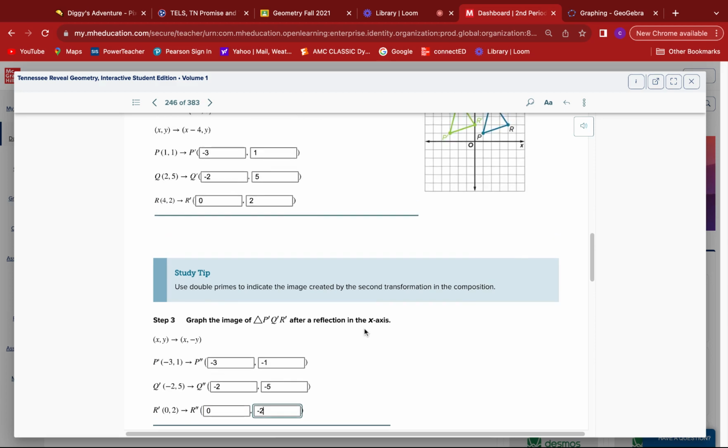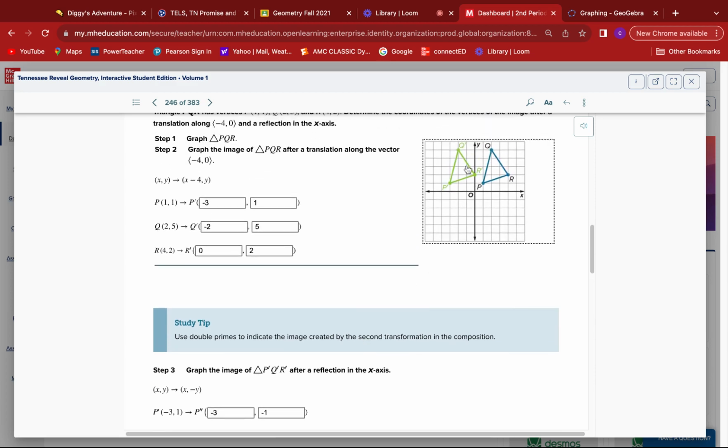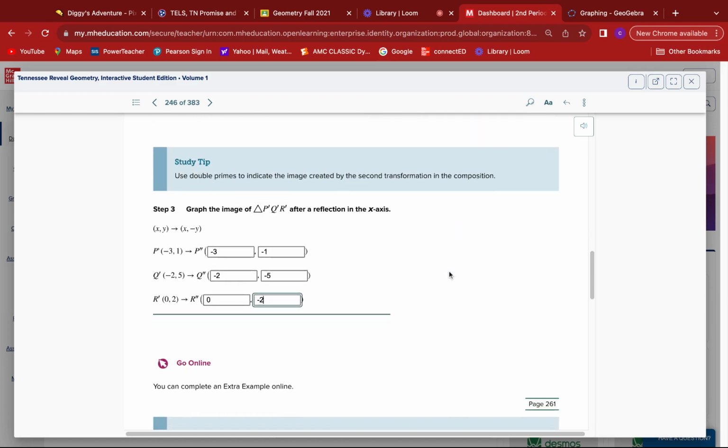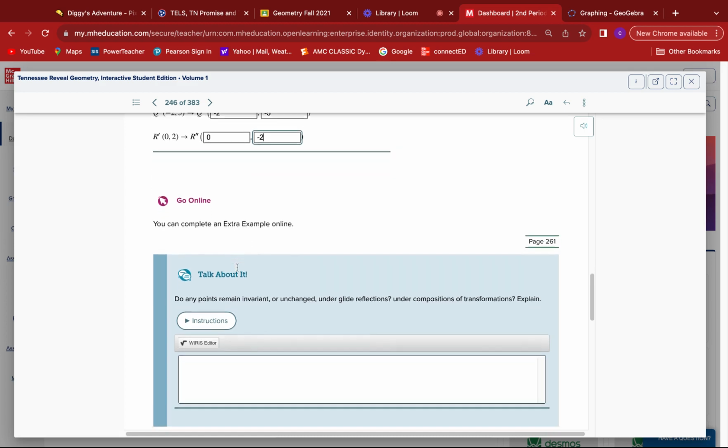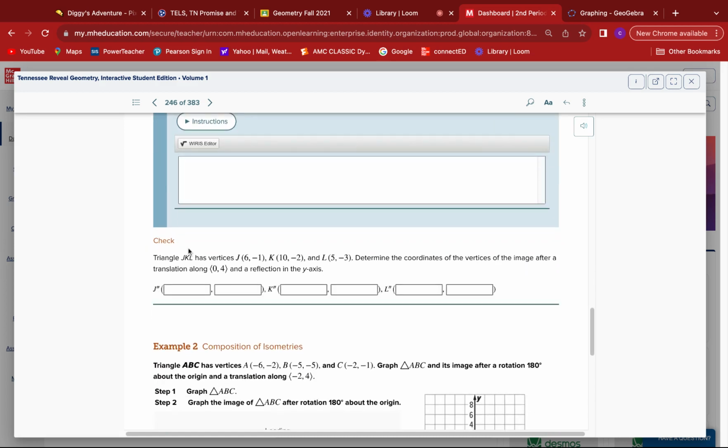All right. So if you're a visual person, you have just taken this and you have flipped that sucker over like a pancake, and it's going to sit right about there across the x-axis. All right, if you need another problem, there's an extra example online. So let's go to the check.